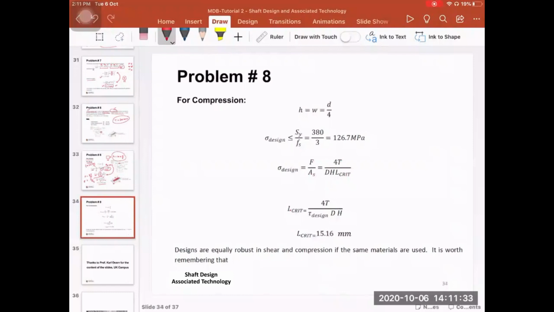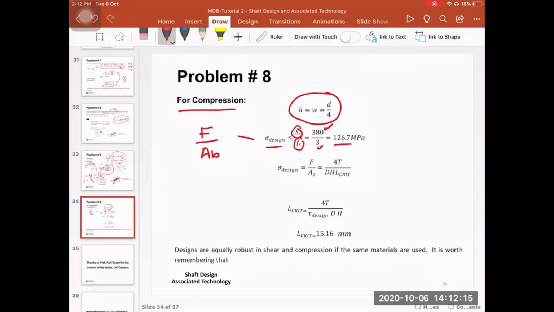The second and the last part is due to compression or bearing stress, we call it. So again, we have a square key. So the height and the width are equal. They are equal to D over 4. In this case, the left-hand side is the calculated bearing stress, which is the force divided by area bearing, or the compression area, and it is equal to the yield strength of the material divided by the factor of safety. Yield strength is given 380, factor of safety is 3, so the right-hand side of this equation is known.